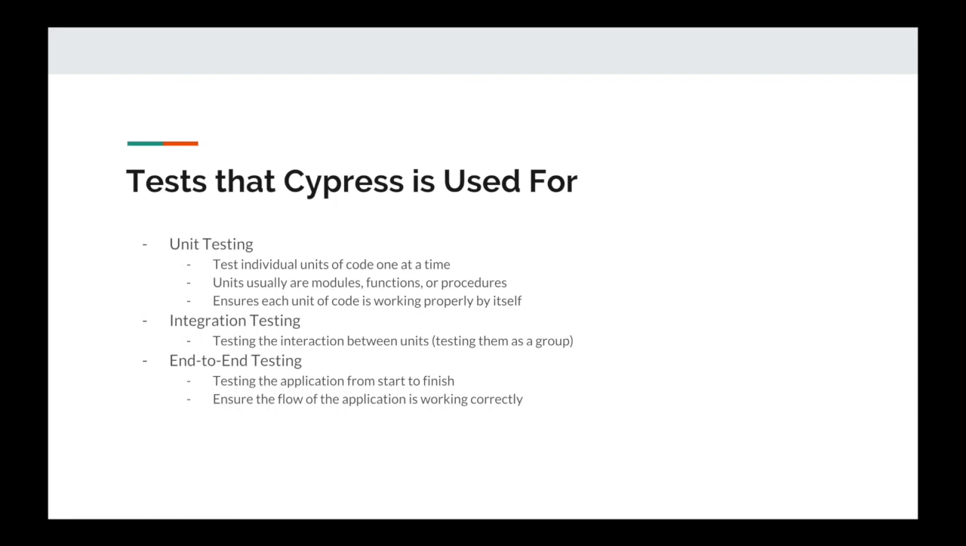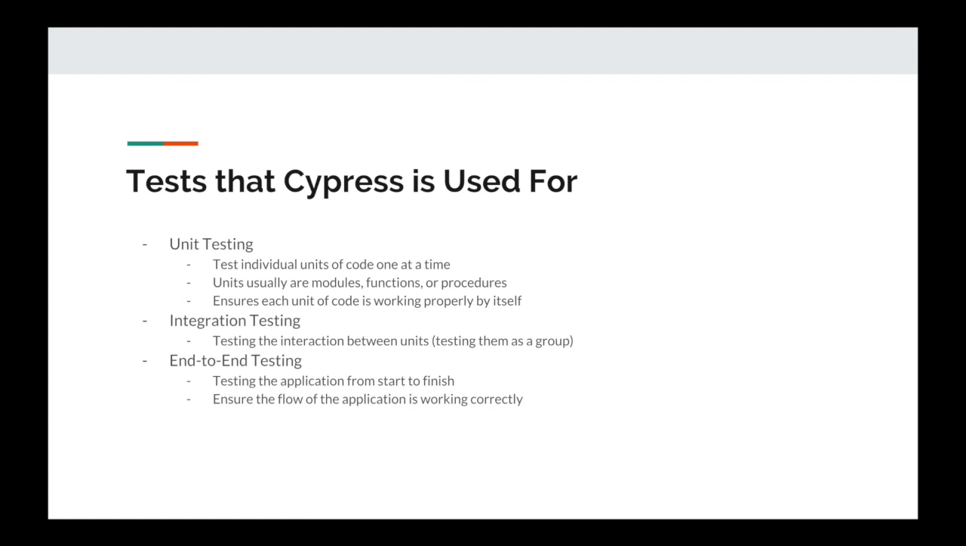The tests that Cypress is used for, the first one is unit testing. This is testing individual units of code one at a time. These units are usually modules, functions, or procedures, and they ensure that each unit of code is working properly by itself. So this means that we're passing parameters into a certain function where we know what the return value should be, and testing to make sure that happens.